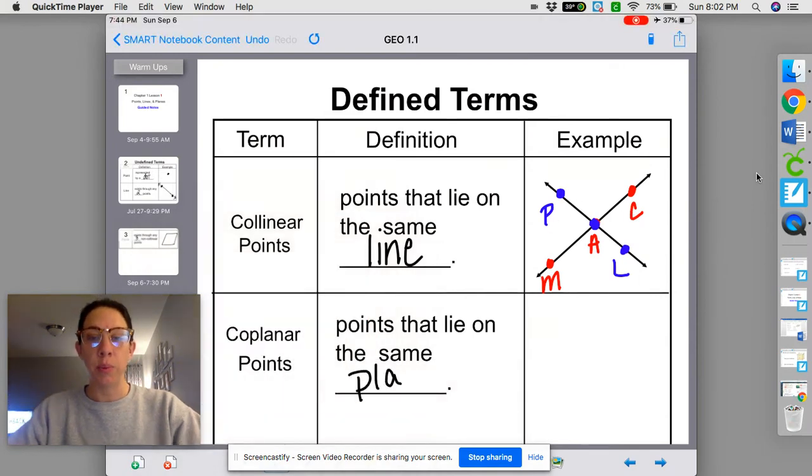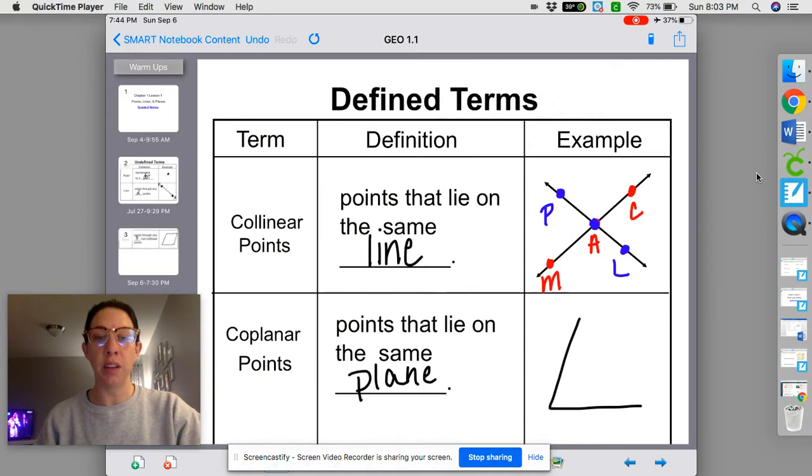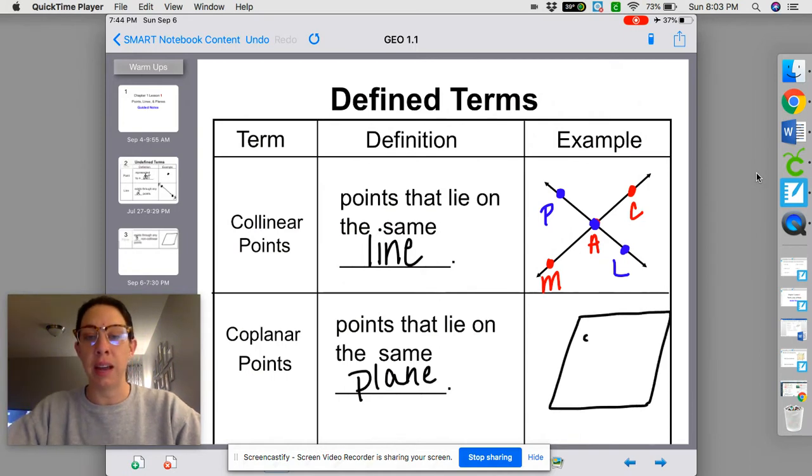And then coplanar points, similar, co means together, and you see the word plane, so they're points that lie on the same plane.